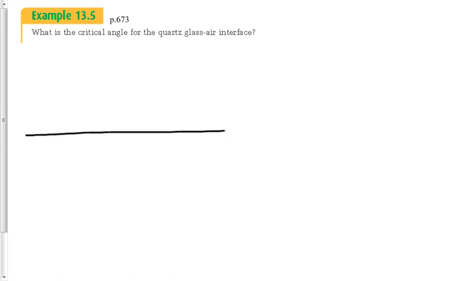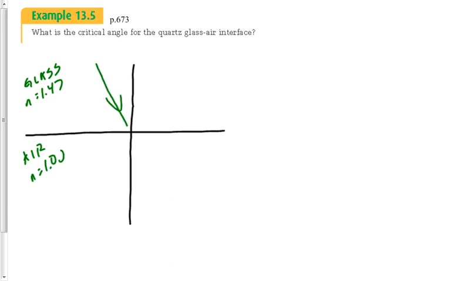So it's going to look something like this. We're going from quartz glass that has an index of refraction of 1.47 to air that has an index of refraction of 1.00. Here's my angle of incidence. The angle of incidence at which total internal reflection begins to occur. In other words, it's not really reflecting, but it's not really refracting either. Okay, it's that boundary, the cusp at which it begins to occur. When that happens, the angle of refraction will be 90 degrees. When theta 1 is the critical angle, then theta 2 will be 90 degrees.